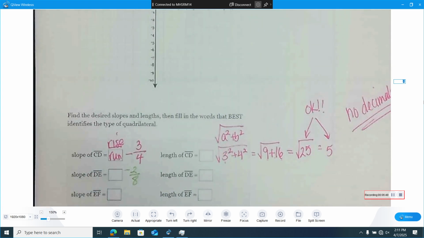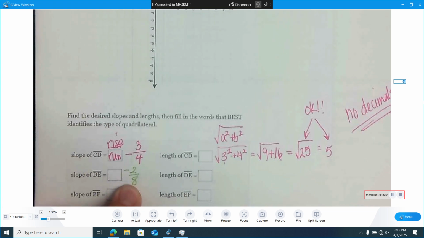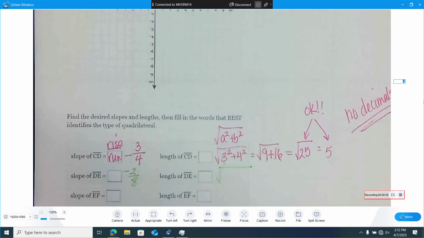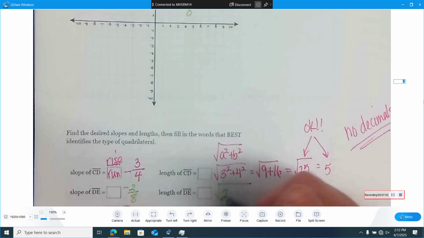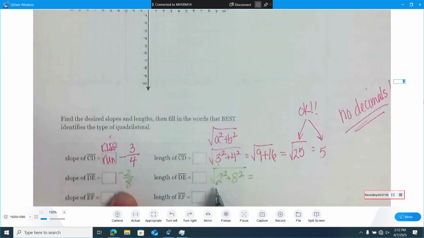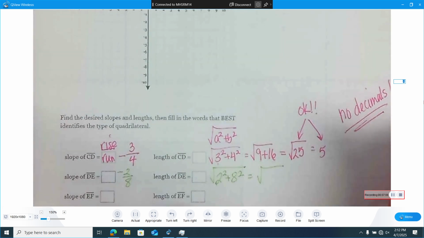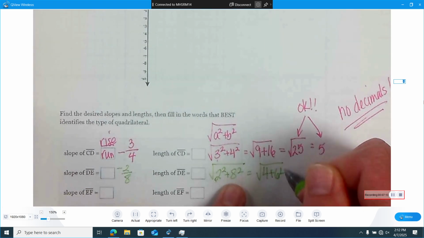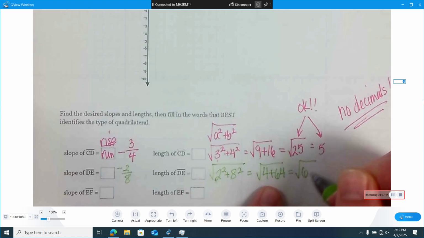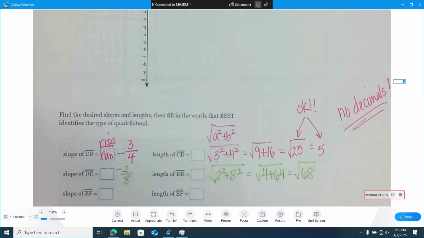All right. The nice thing about not reducing is I get to use the same numbers on my square root here to find the length. You cannot use the reduced numbers to find the length. So we're going to do leg squared plus leg squared. So 2 squared plus 8 squared. What is 2 squared? 4. What is 8 squared? 64. And so 4 plus 64, square root of 68 is that length. And that is a totally wonderful length. All right.